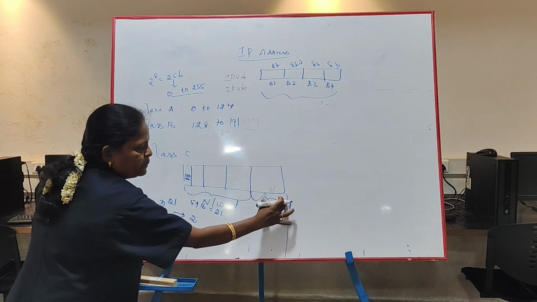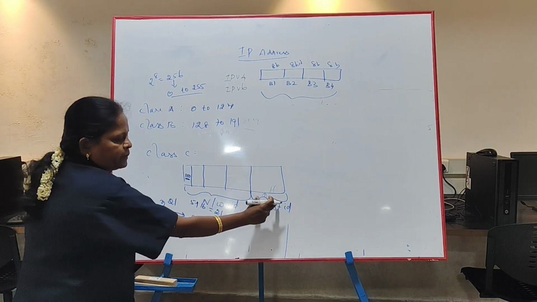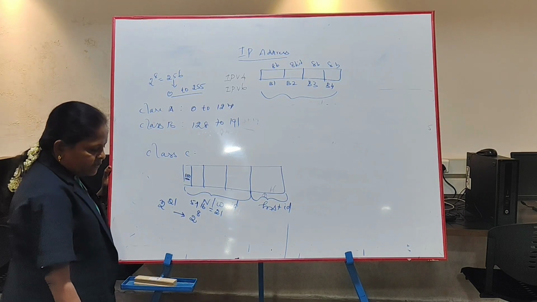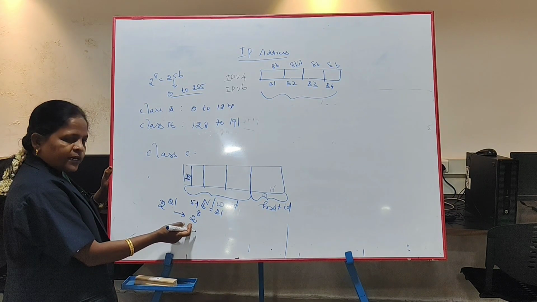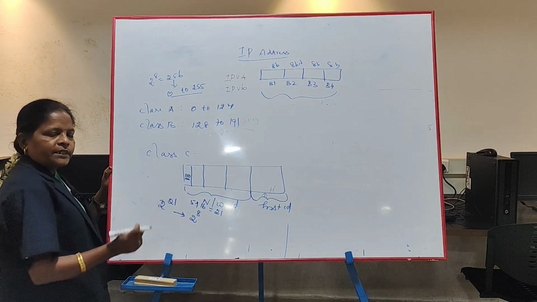It is 2 to the power of how many bits in the host ID? Only 1 byte is assigned for host ID. 1 byte is nothing but 8 bits of data. So 2 to the power 8 equals 256. So we can maximally connect 256 hosts in each network in class C, right?